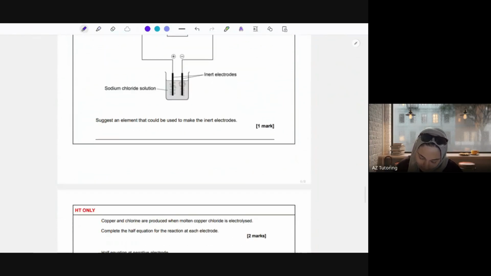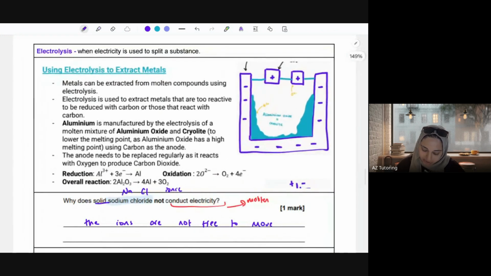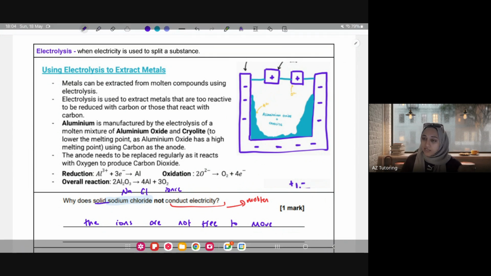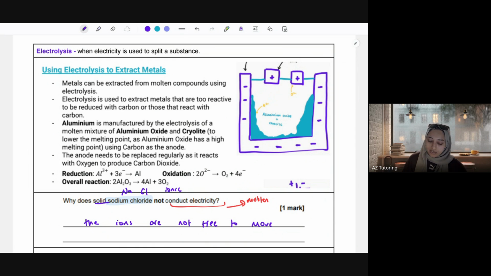Okay, let's see what questions we've got on here. Let's talk about electrolysis. So when electricity is used to split a substance, we've spoken about using reduction by carbon to extract a metal. Let's talk about electrolysis to extract the metals. This is from the summary sheet. Metals can be extracted from molten compounds using electrolysis. We've just spoken about why it has to be molten. It's molten because we need the ions to be free to move. Remember, ionic lattices do not conduct electricity unless you make them molten. That's the reason why we turn it molten.